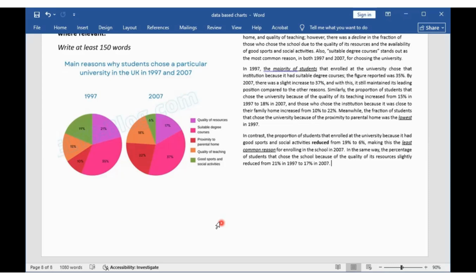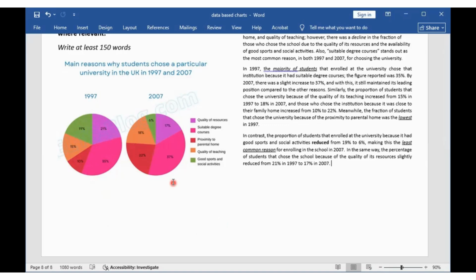Yes, sir. So if I want to use that pattern you are referring to, what I will do is write about 1997. I will start with 35% suitable degree courses, and then I'll move down to this purple one, then the 19%, then the 15%, then the 10%. Then I'll move to 2007. So that one is possible. It happens. You understand now?